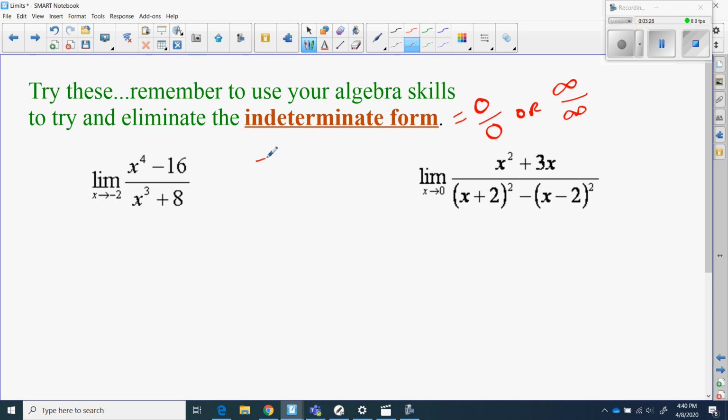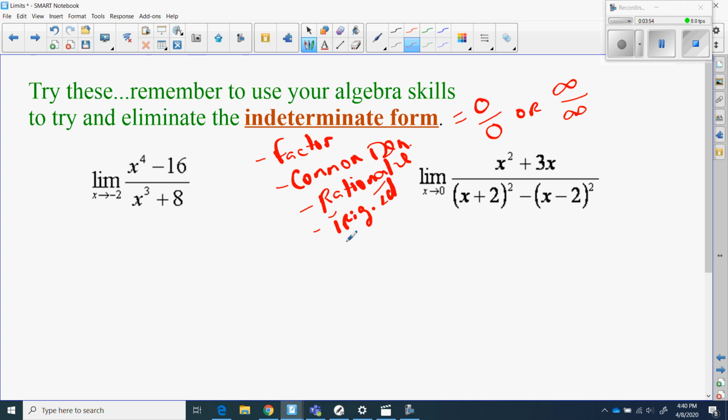But it's going to rely upon your ability to factor, perhaps get common denominators, rationalize, maybe use a trig identity, expand and simplify. Those are the most common things you'll run into. So these are all skills that you've accumulated over your high school career, and we've really concentrated on them in our pre-calculus courses.